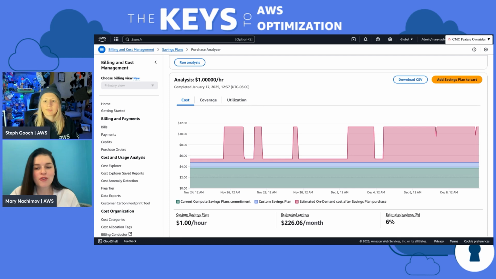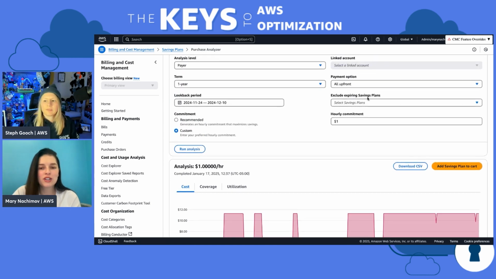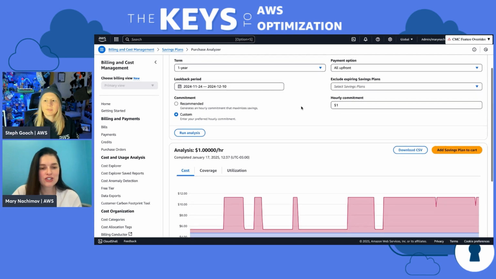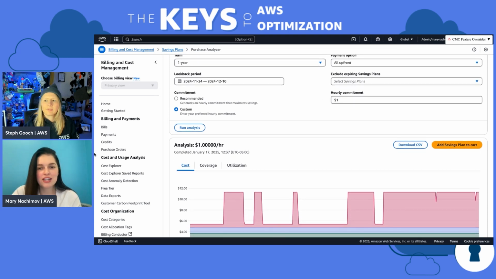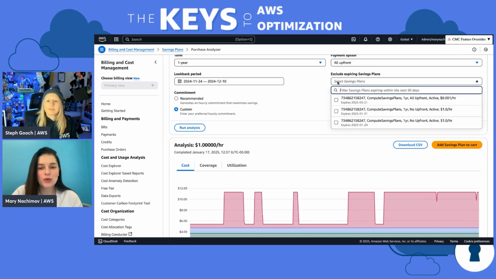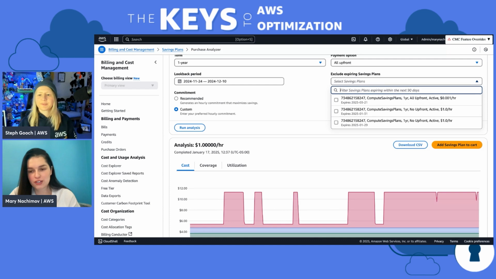But then we also have another really cool use case that I want to talk about, which is excluding expiring savings plans. One of the hardest things to do today is if you have an upcoming expiration and you're not sure what to buy, but you have these savings plans in the system, how do you really buy for the expiration? So here we have an option of excluding some of the savings plans that are going to expire in the next 90 days from the historical data so we can plan our new purchase.